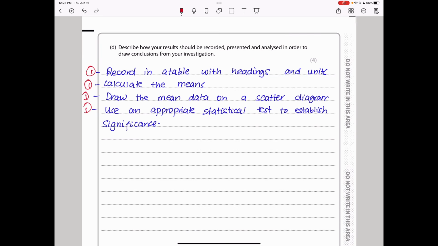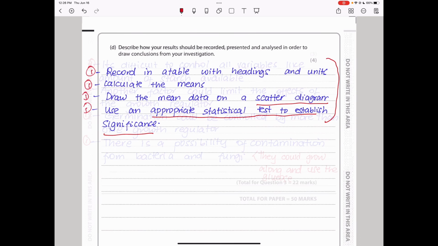The next part says, describe how your results should be recorded, presented, and analyzed in order to draw conclusions from your investigation. We record the results in a table with headings and units, and then we calculate the mean. Then we use the mean data to draw a scatter diagram, and then we can use an appropriate statistical test to establish significance. This question is always answered the same way and is always present in any paper.